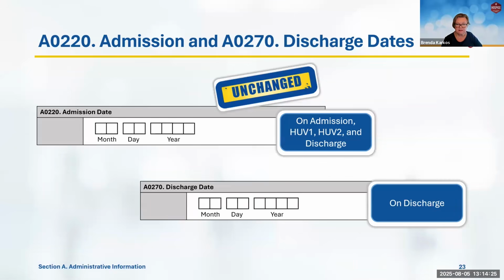So let's look at some of the date items. Here's the admission and the discharge dates. Neither of these have changed for HOPE. The admission date will be submitted with any completed record, including both the new HOPE update visits. And that is because it's used for record matching to be sure that all the records identify the correct patient when submitted to CMS. The discharge date is also unchanged and will be submitted with any discharged record.